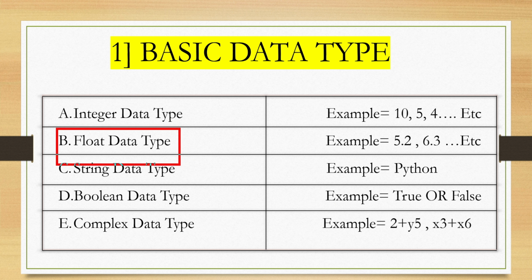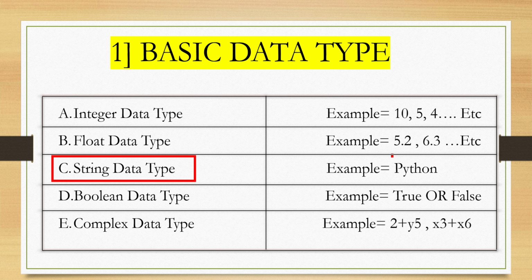The second one is float. Float data type is in decimal points, like you will see here 5.2, 6.3, 7.4, etc. Decimal types of data are called float data type. And one more data type is string. It contains only text, like when we write our name or anything in text form.